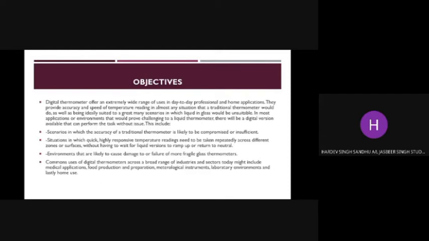Our objectives, there are three main objectives. The first one is scenarios in which the accuracy of a traditional thermometer is likely to be compromised or insufficient. The second objective states the situation in which quick, highly responsive temperature readings need to be taken repeatedly across different zones of temperatures without having to wait for liquid versions to ramp up or return to neutral. The third objective is environments that are likely to cause damage to or failure of more fragile glass thermometers.